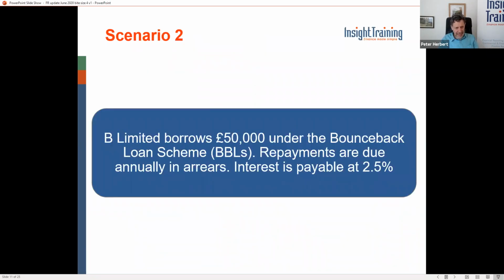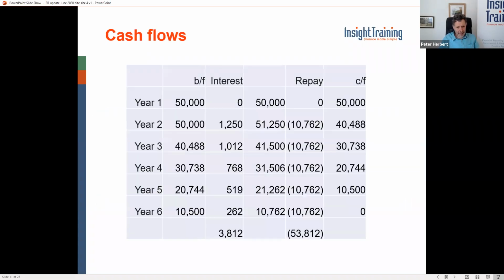Okay, let's have a look at an example. So B Limited borrows 50k under the bounce back loan scheme. Repayments are due annually in arrears, and interest is payable at 2.5%. These are the standard features really of the bounce back loan scheme. Let's have a look at how the cash flows will work over the 6-year period, which is the standard period for a bounce back loan.